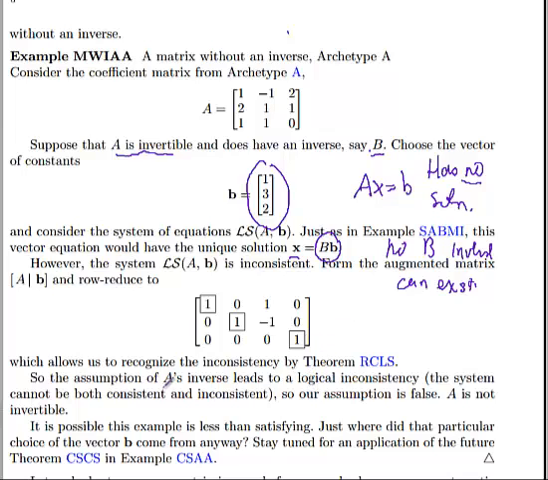All right, so we say that assuming that A has an inverse leads to an inconsistency. So there's no way that B could possibly exist, because that leads me into a brick wall, dead end, that can't possibly be true.